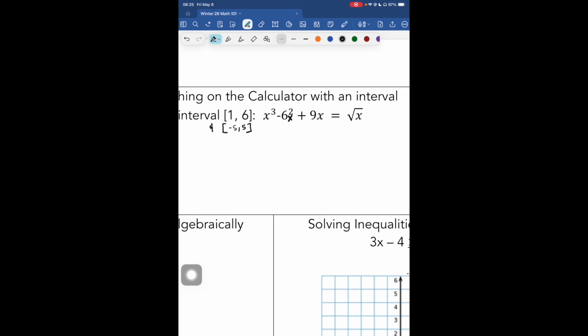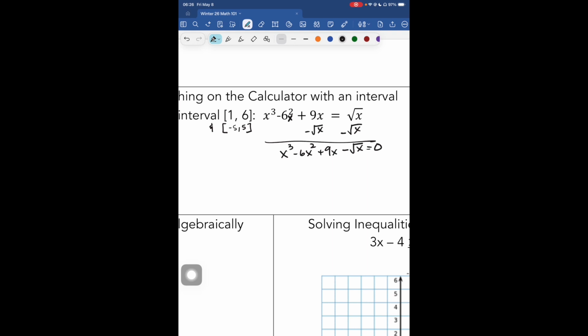So before we actually plug it into the calculator, remember that everything has to be equal to 0. So I'm going to subtract this square root to the other side. And what does it equal? x to the third minus 6x squared, make sure you put that x in, I forgot to, plus 9x minus the square root of x equals 0.